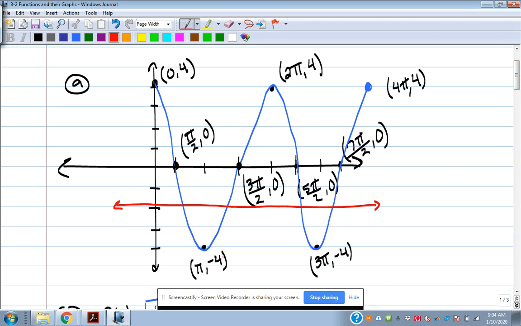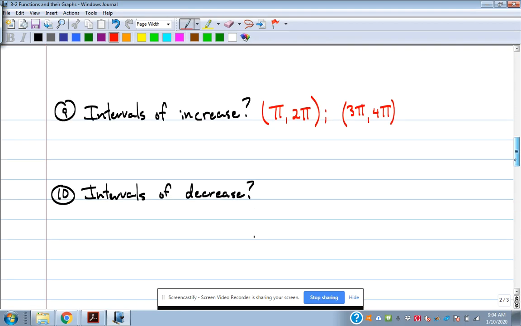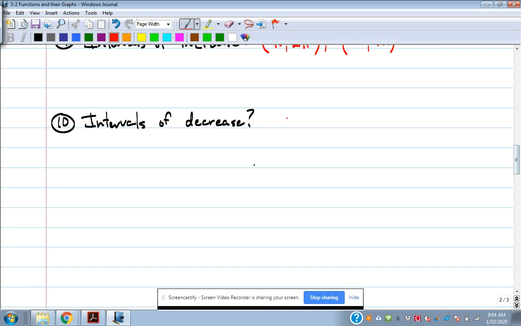0, 4 to pi - 4. So 0 to pi. And again, I'm going to put parentheses there. I really don't know what's happening with this graph to the left of 0 because I don't have anything else going on there. So I'll put parentheses there because I don't know what's happening.